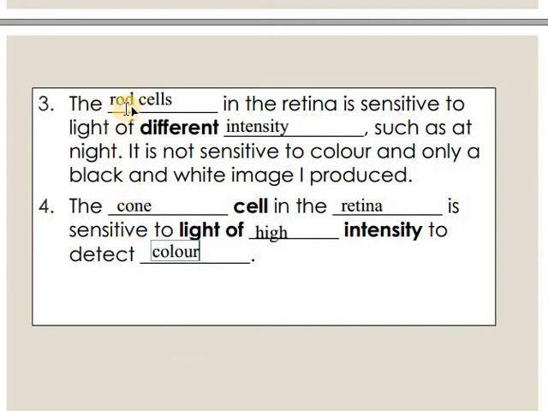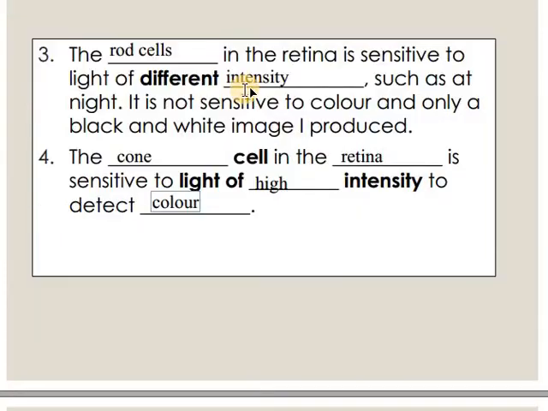Okay, the rod cell in the retina is sensitive to light of low intensity, such as at night. So the rod cell functions best then. No matter if it is day or night, the rod cell is also functioning. It's just that the rod cell can help us to detect very dim light at low intensity at night, so that we can see at night.